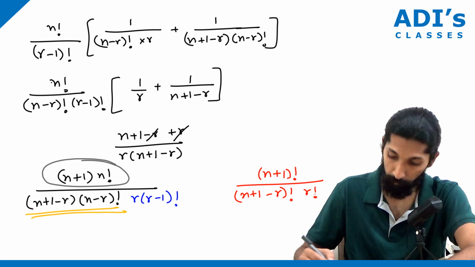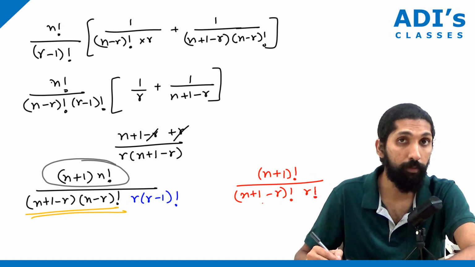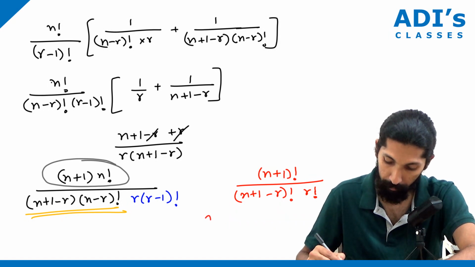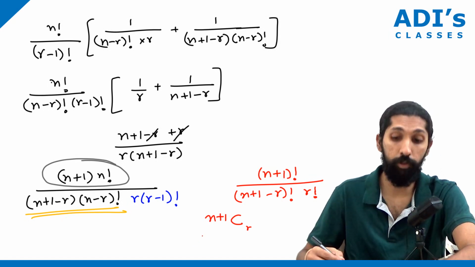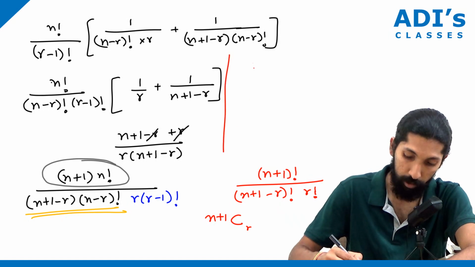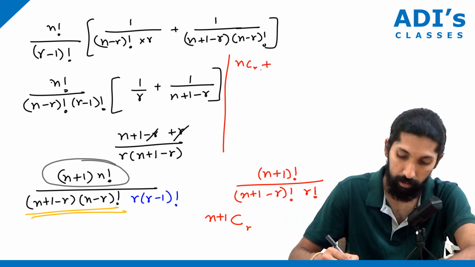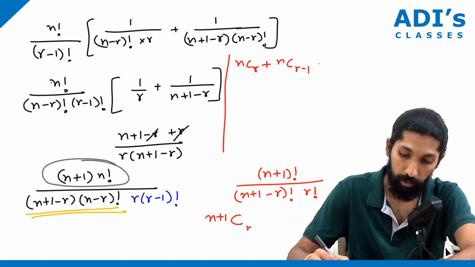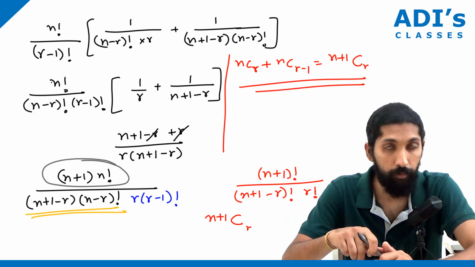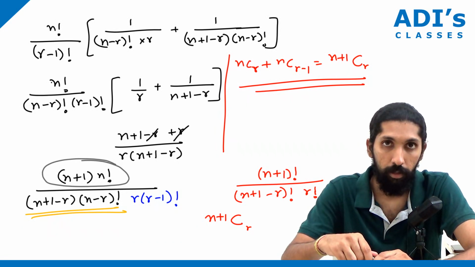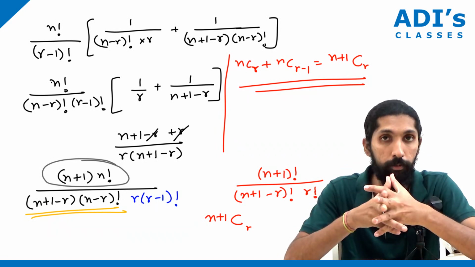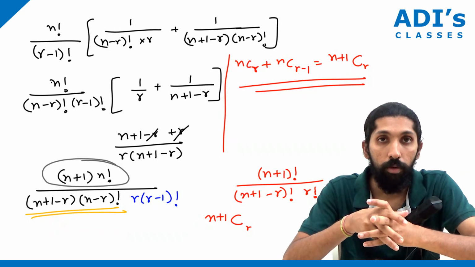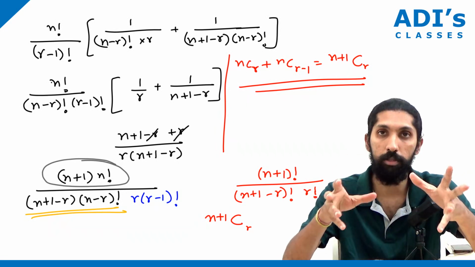Correct? If you look at the combination formula, what are we going to get? This is nothing but n plus 1 Cr. Right? So what did we prove? We just proved, so let me write it here itself, nCr plus nC(r minus 1) is equal to n plus 1 Cr. This is exactly what we were trying to prove. Fair enough? Now, I would recommend you go through this derivation one more time so that you understand how we go about it. Alright, so in the next video, we're going to solve a few problems based on the concept we have learned.